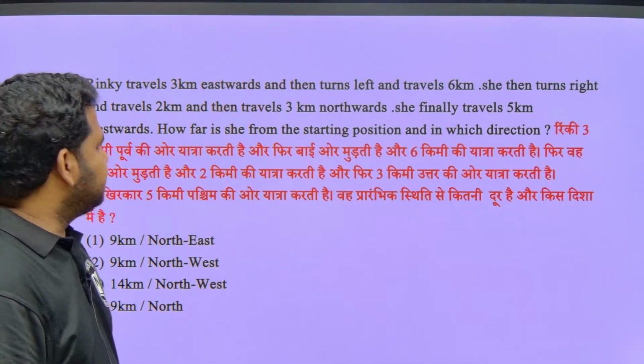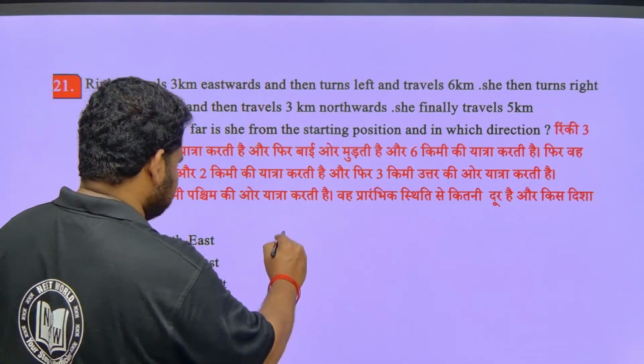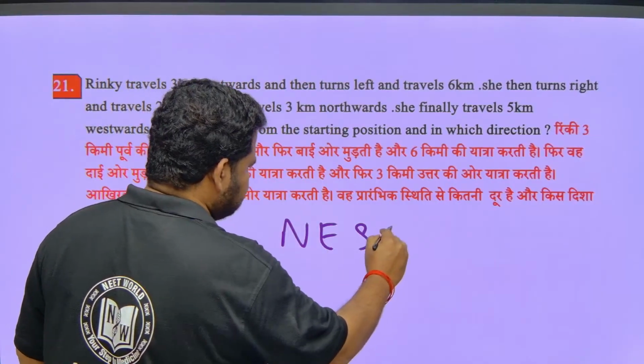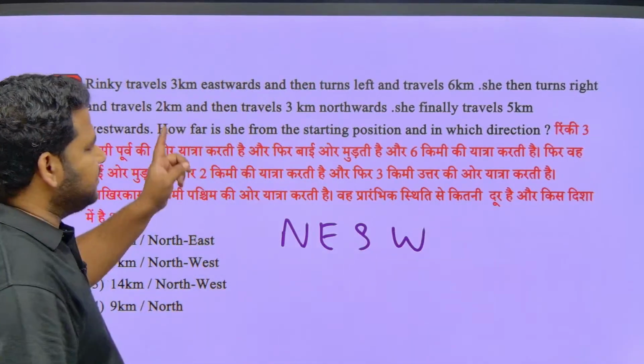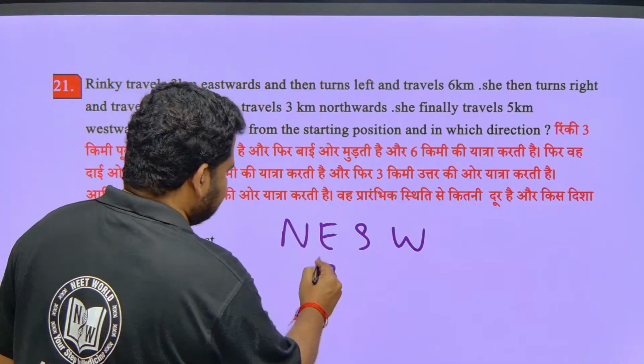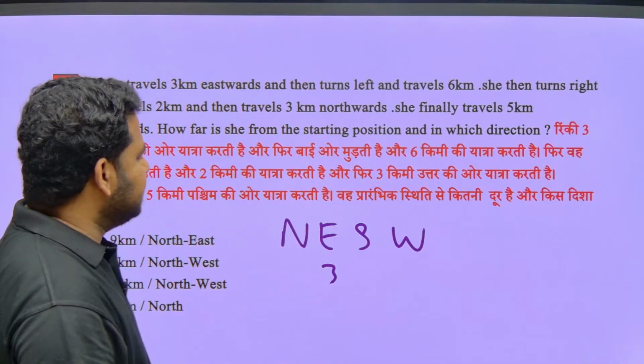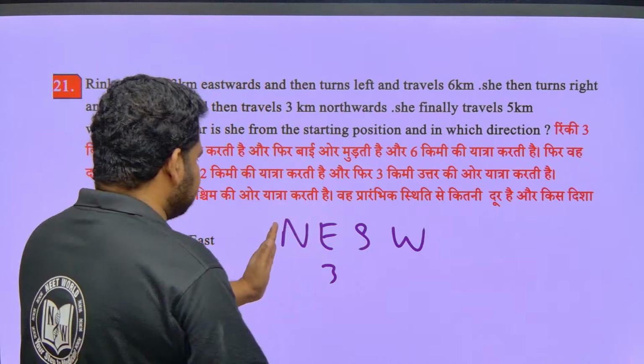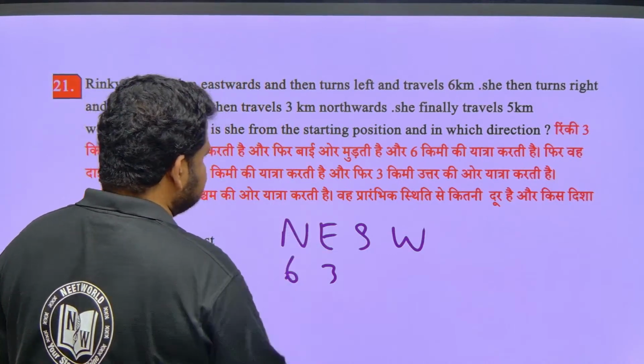Rinki travels 3 kilometers eastwards. So what should I do? North, east, south, west. Rinki travels 3 kilometers eastwards. So under east I should write 3. Okay, then turns left. From east, left means it has to come to north. Travels 6 kilometers.